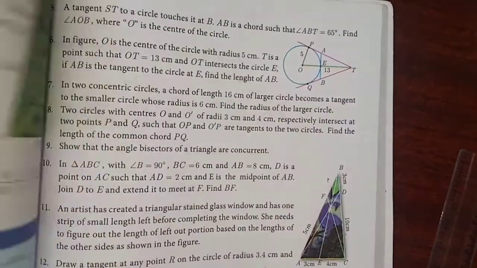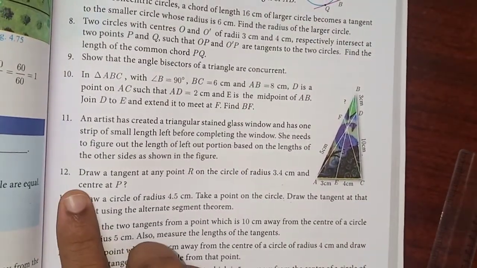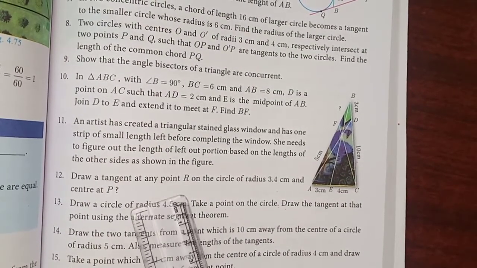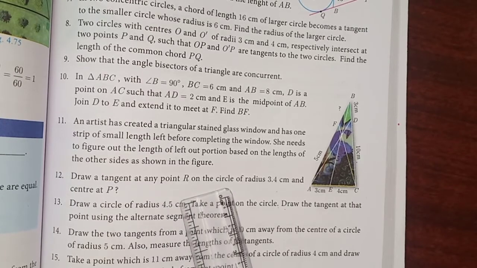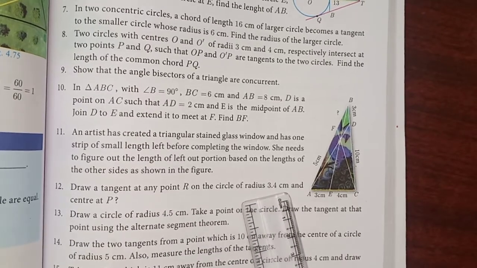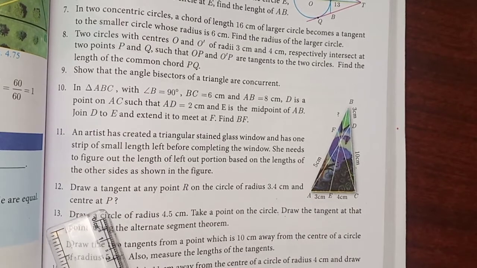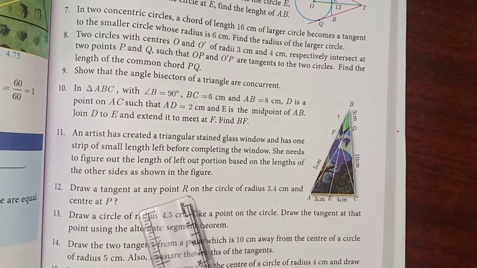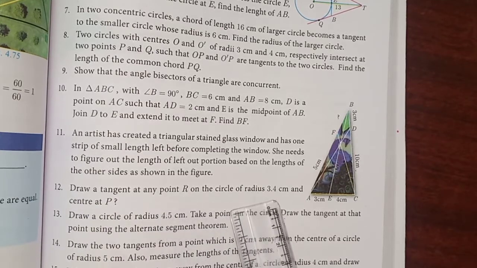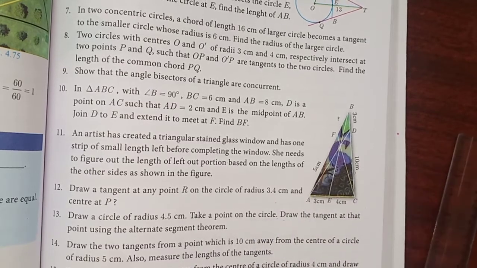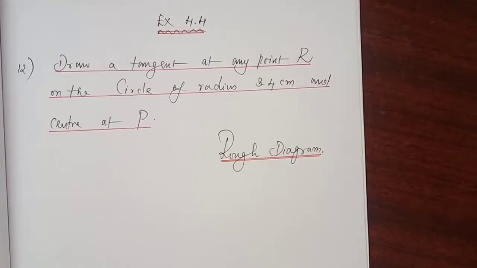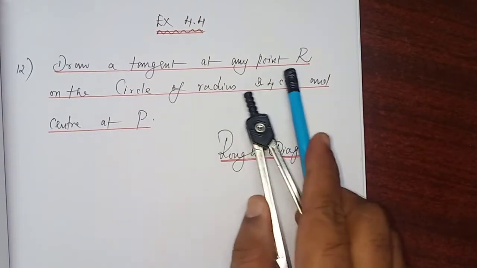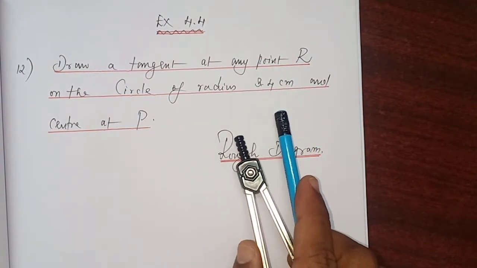Okay, that is problem number 12. Draw a tangent at any point R on the circle of radius 3.4 centimeter and center at P. What's the center of a circle? P. A point which lies on the circle is R. What is the radius of the circle? 3.4 centimeter. Okay. Here is the question. The radius of the circle is 3.4 centimeter.